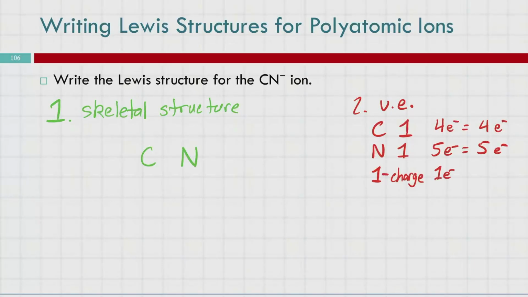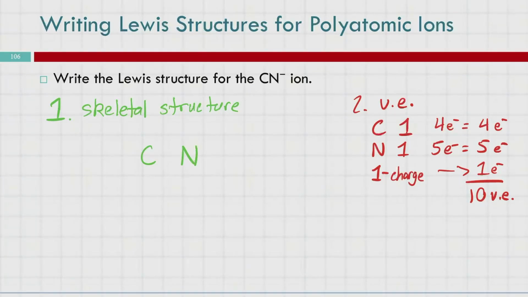So that's another electron. So we actually have 10 valence electrons. With 10, we can get a good number. We can get octets. How many bonds do we need to connect this thing together? The minimum number of bonds.